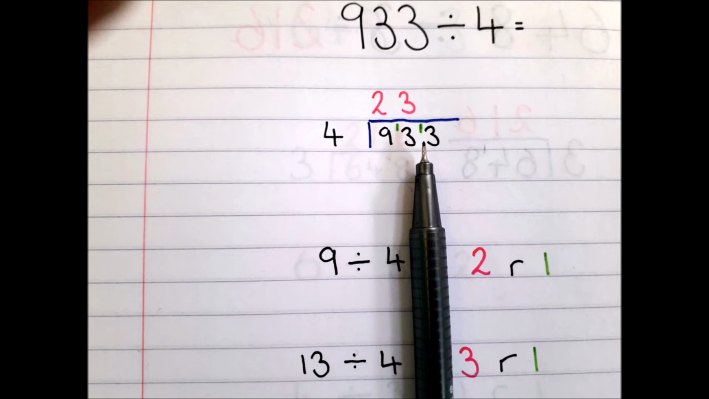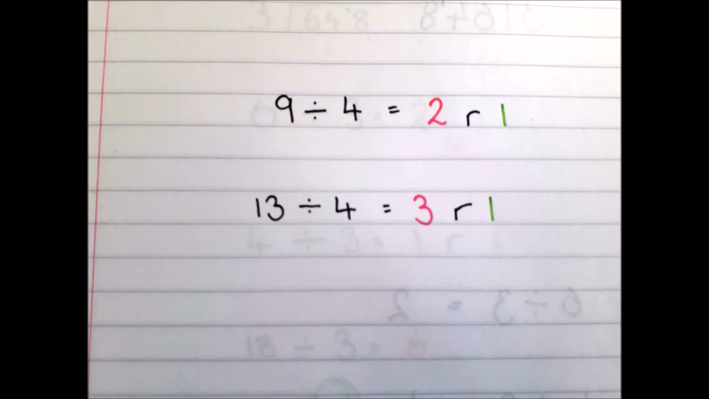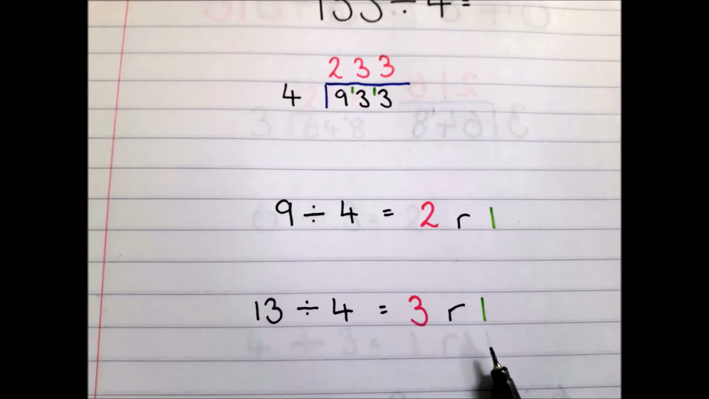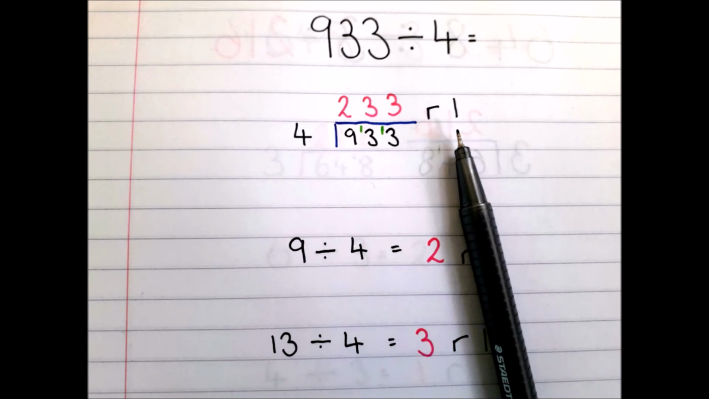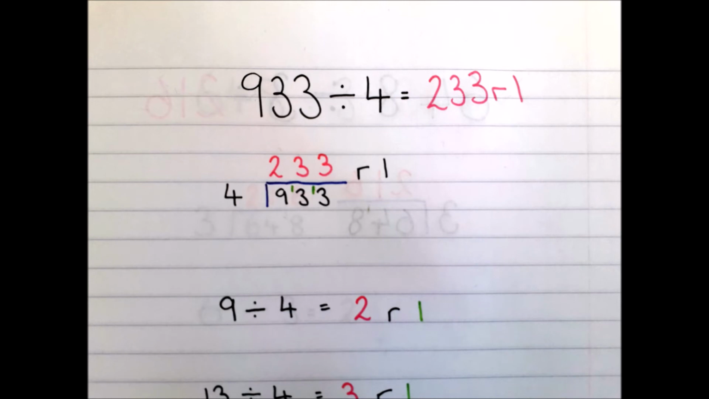We're now going to divide this 13 by the number 4, but we've already done that. We know that 13 divided by 4 is 3, remainder 1. So this 3 can go above the 13 up here. The remainder 1 we can just write on the end. What this actually means is that one of our Daleks is left over. So our answer is 233, remainder 1.